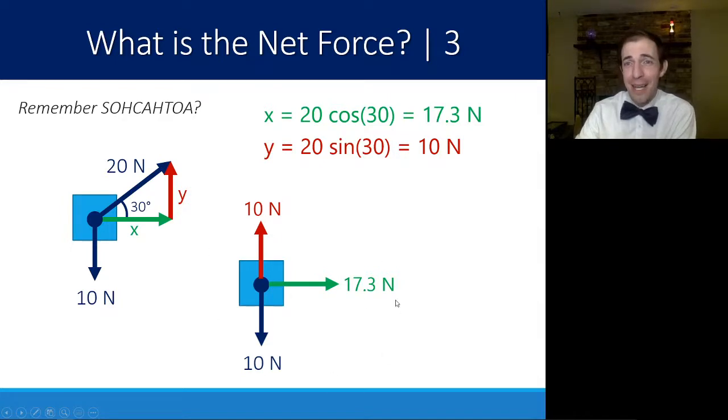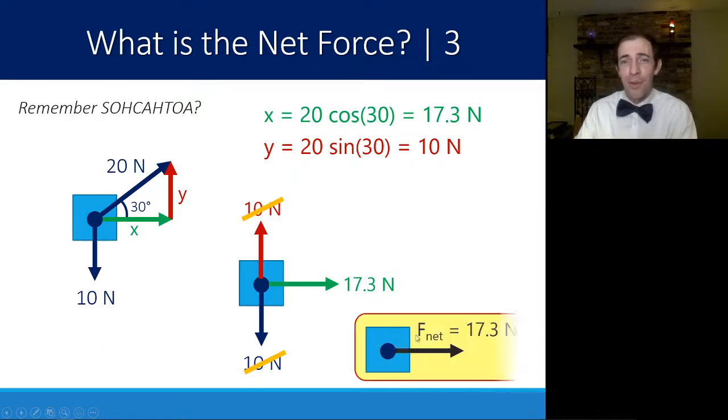Now, this is my diagram. I know all of the magnitudes. Everything's either vertical or horizontal and should cancel out accordingly. And in this case, it perfectly cancels out in the vertical. 10 and 10 newtons cancel each other out. So really all I'm left with is one net force vector, which is 17.3 newtons. So there aren't any other forces, so that is my overall net force, 17.3 newtons, pointing to the right.